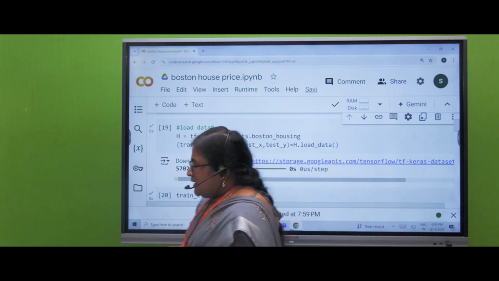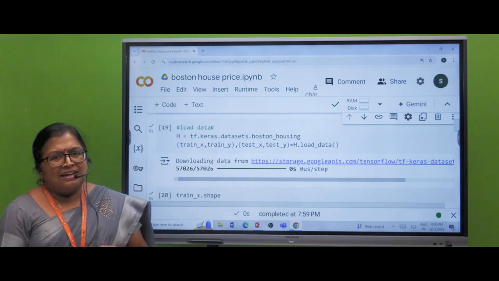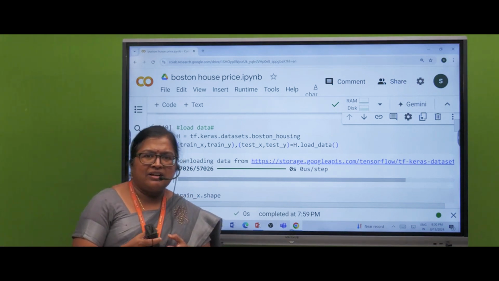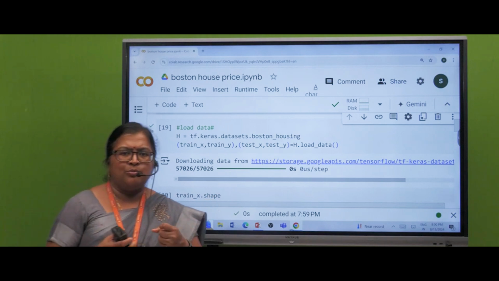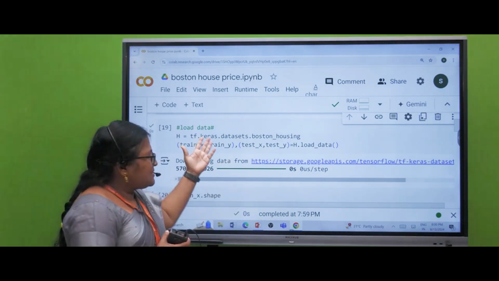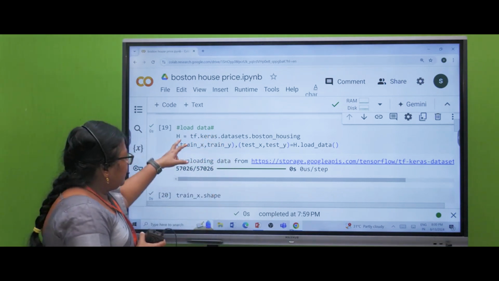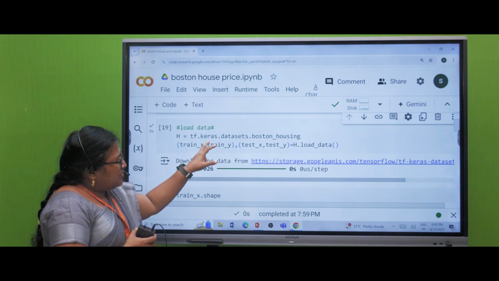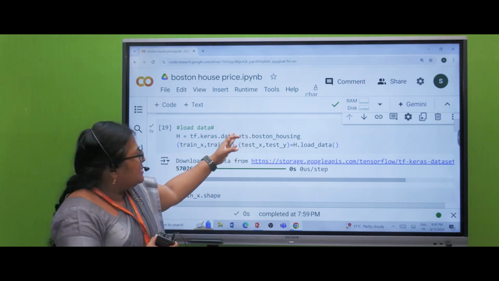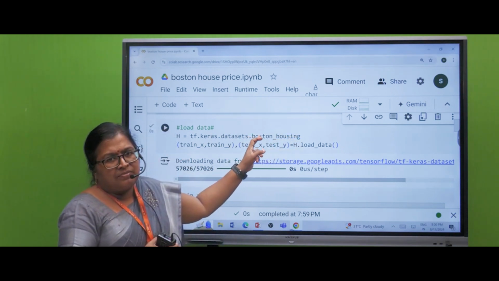For loading the data, I use the Keras library from TensorFlow. Normally when you are using TensorFlow, most of the neural network modules are in Keras; everything we can do using Keras. So first I have imported the Keras library, tensorflow.keras. In it there are some default, inbuilt datasets, and I have considered boston_housing.